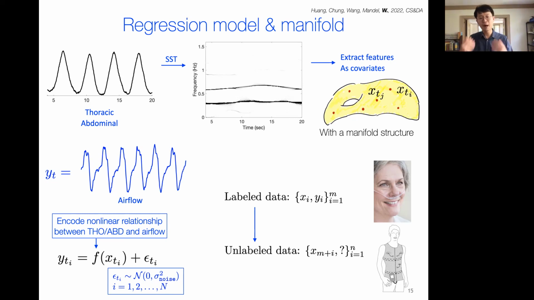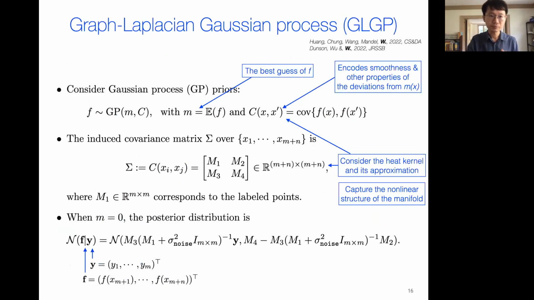Or will it be possible to just use my, Hau-Tieng's, thoracic abdominal flow signal to train a model and apply my model to some other people who are physiologically close to me, and predict his or her respiratory signal? Would that be possible? That will be the question. And it turns out the answer is yes. So we propose this Graph-Laplacian Gaussian process approach.